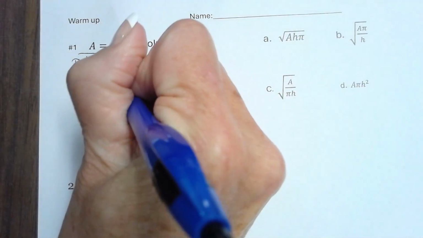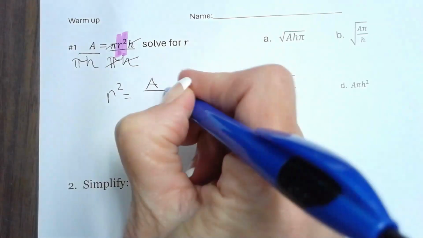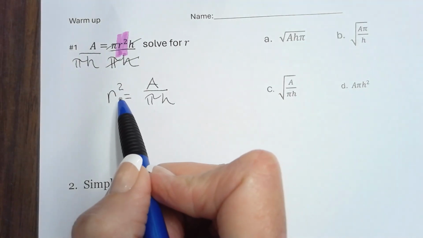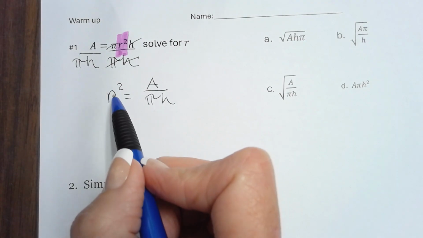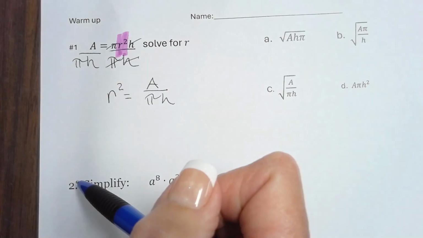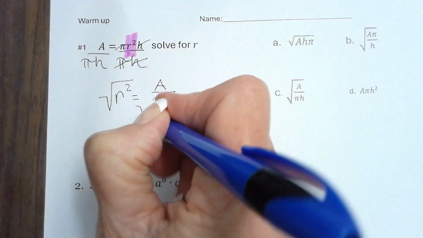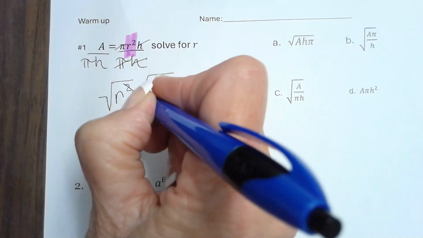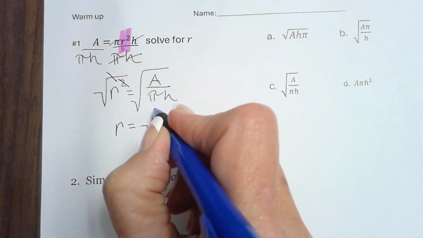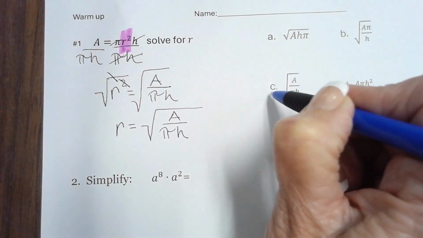I now have an r squared on one side of the equation, and on the other I have A divided by pi h. Now we've got the issue of the square. I have truly not solved for r if there's a square on it. Who remembers from yesterday? How do I undo a square? Square root. So I am going to take the square root of both sides. The square and the square root cancel each other out, so I have now solved for r. R is equal to the square root of A divided by pi h. The correct answer is C.